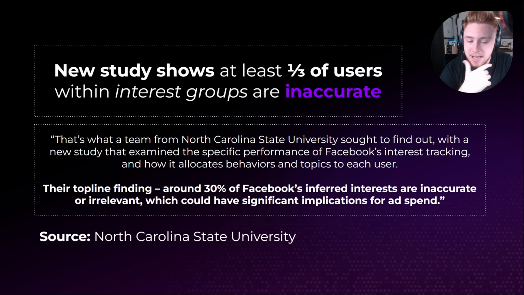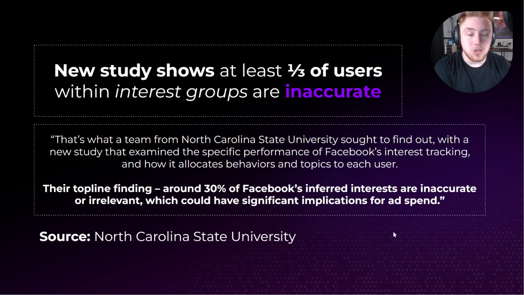So North Carolina State University did a study where it found that 30% of the users within Facebook's interest groups are inaccurate or irrelevant, which, it said, could definitely have significant implications. Geez, it definitely does.